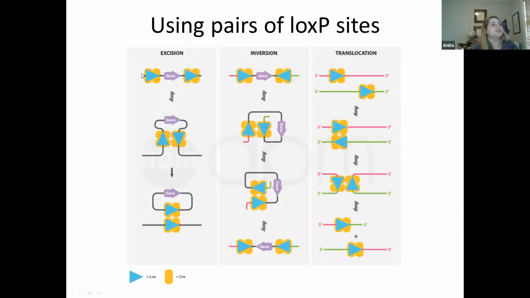So again, using pairs of LOXP sites, you can get this excision event. As we just talked about, you can get inversions, and you can actually have LOX sites on separate strands and get a translocation of DNA. Sometimes this kind of trick is used in ES cell systems to get different DNA sequences when you're trying to mutate your site in ES cells.